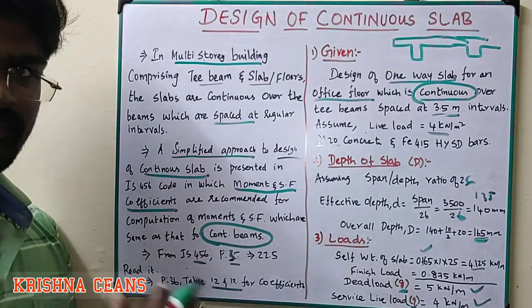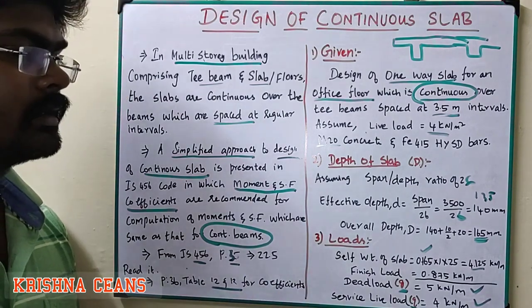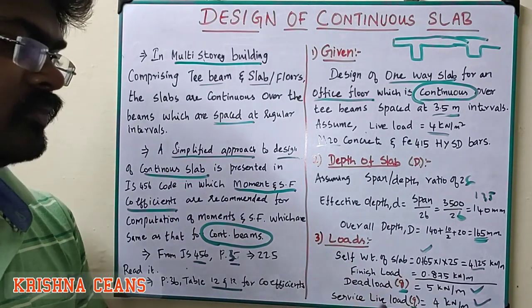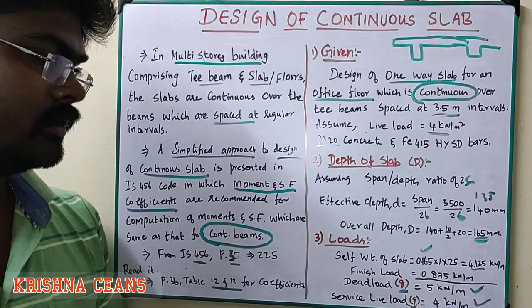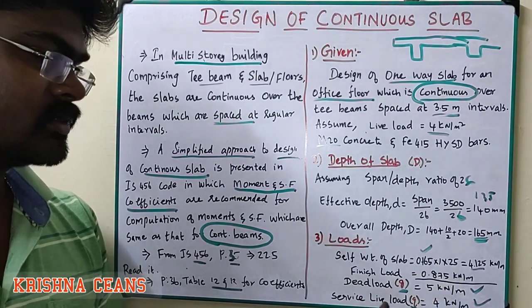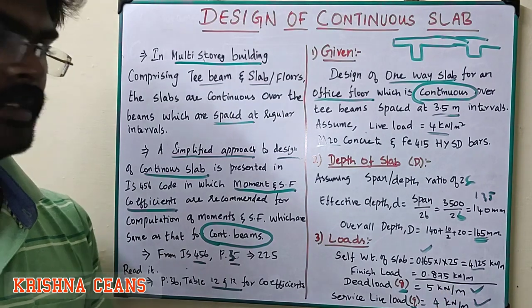So, from the continuous slab calculation up to loads: self weight of the slab 4.125, finishing load 0.875, dead load we sum up to 5 kilonewton per meter, and live load 4 kilonewton per meter.